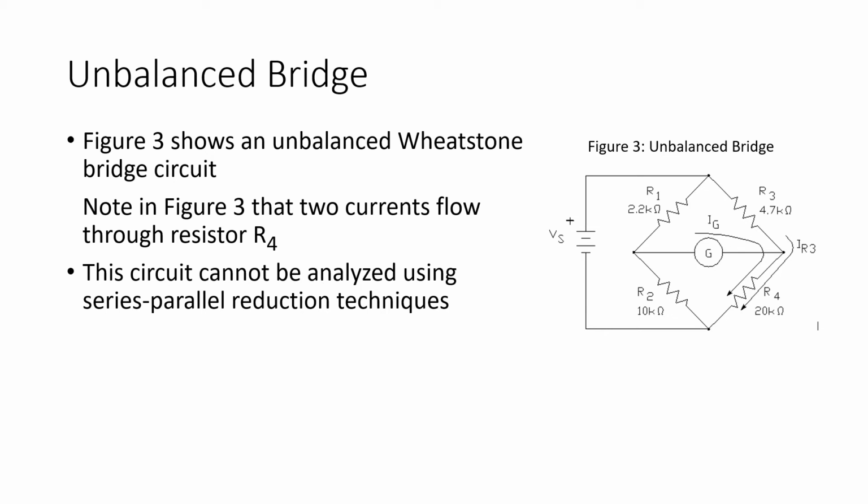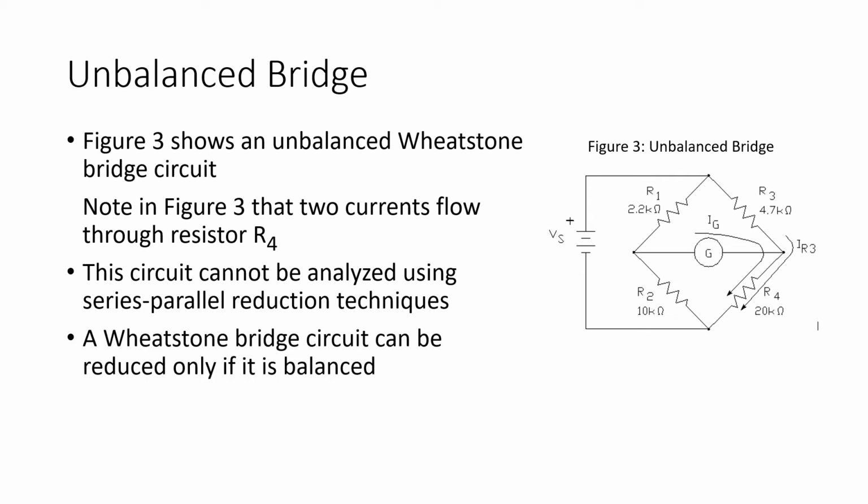Because two currents flow through resistor R4, I cannot reduce this circuit using the series parallel circuit reduction techniques that we have studied in the past. Therefore, an unbalanced Wheatstone bridge cannot be reduced and analyzed using our traditional series parallel circuit analysis techniques.